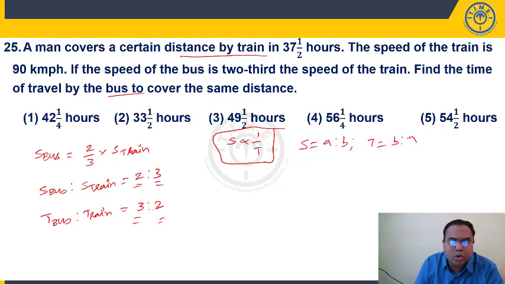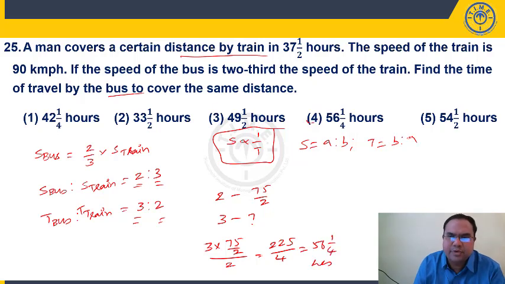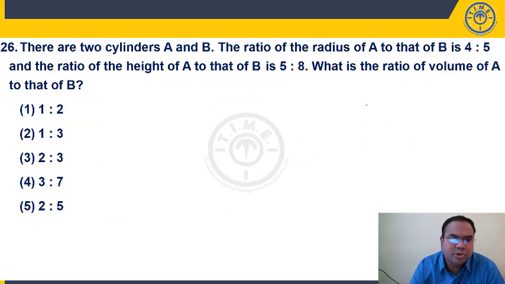Time taken by train is 2 parts, right? Time taken by train is 2 parts. So this 2 parts is 75 by 2. Find the time taken by bus. 3 parts is how much? 3 into 75 by 2 by 2. So obviously 225 by 4, I'll get 56 1 by 4 hours. That is nothing but your choice 4. We can also solve like this using relation between speed and time. So time and distance question is an easy question, students.